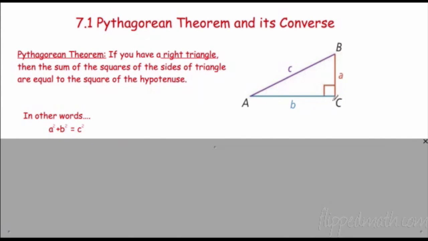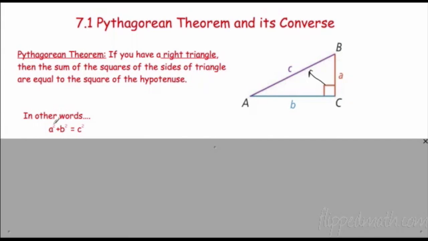Now we're always going to say for this case, we have these sides. We're going to always label it across from angle A is side A, across from angle B is side B, across from angle C is side C. If you have a right triangle, then the sum of the squares of the sides of the triangle are equal to the square of the hypotenuse. All right, so across from the 90 degrees is the hypotenuse. In this case, we're always going to label that C.